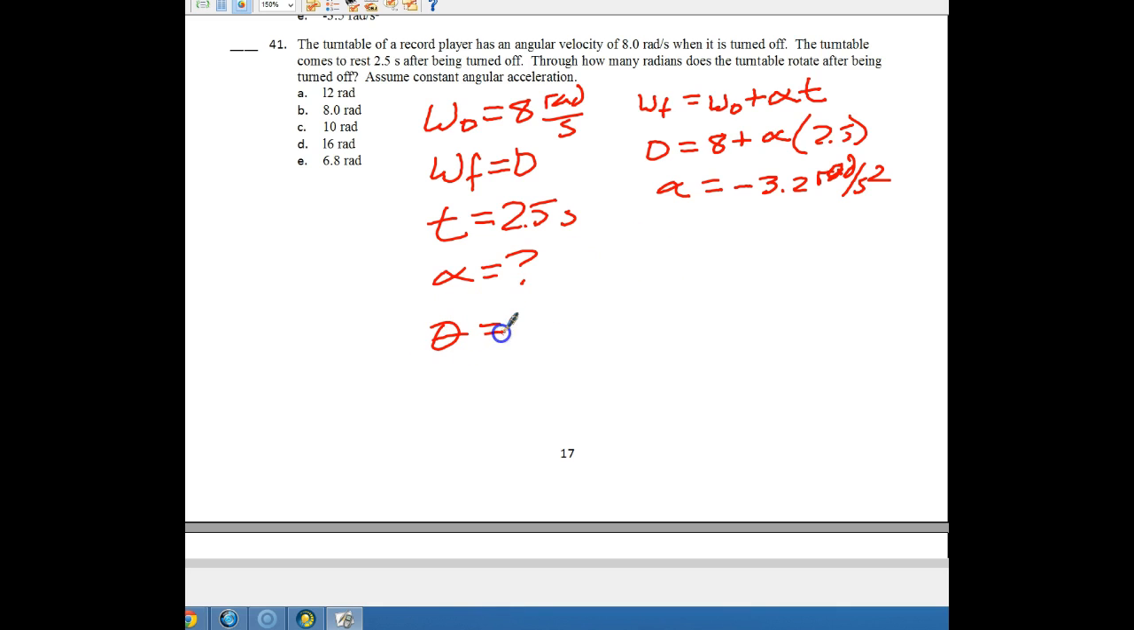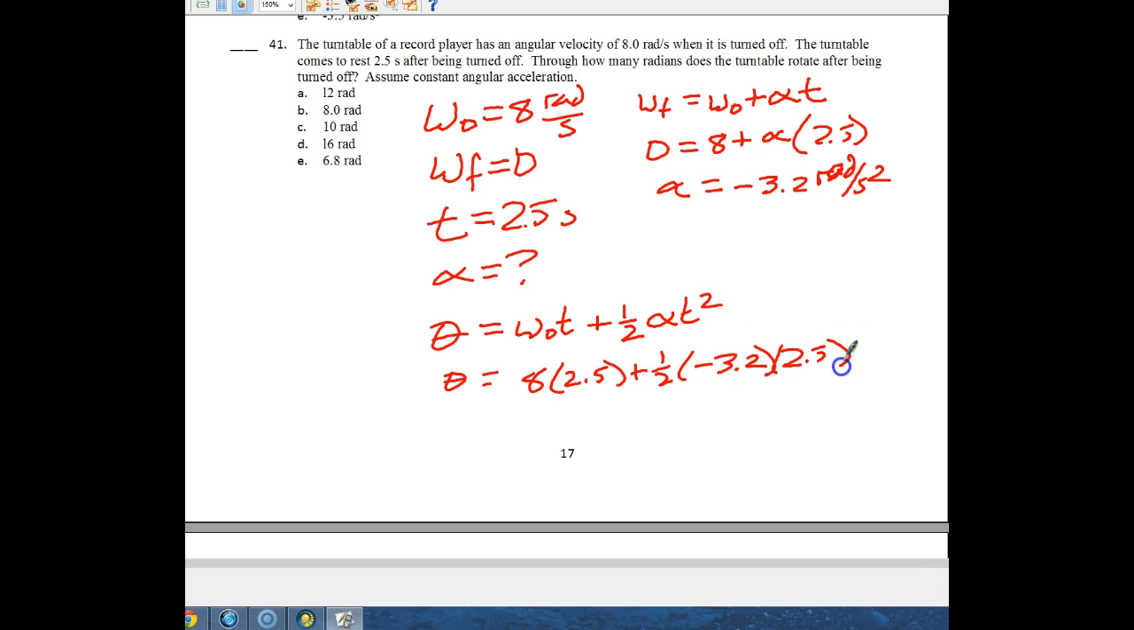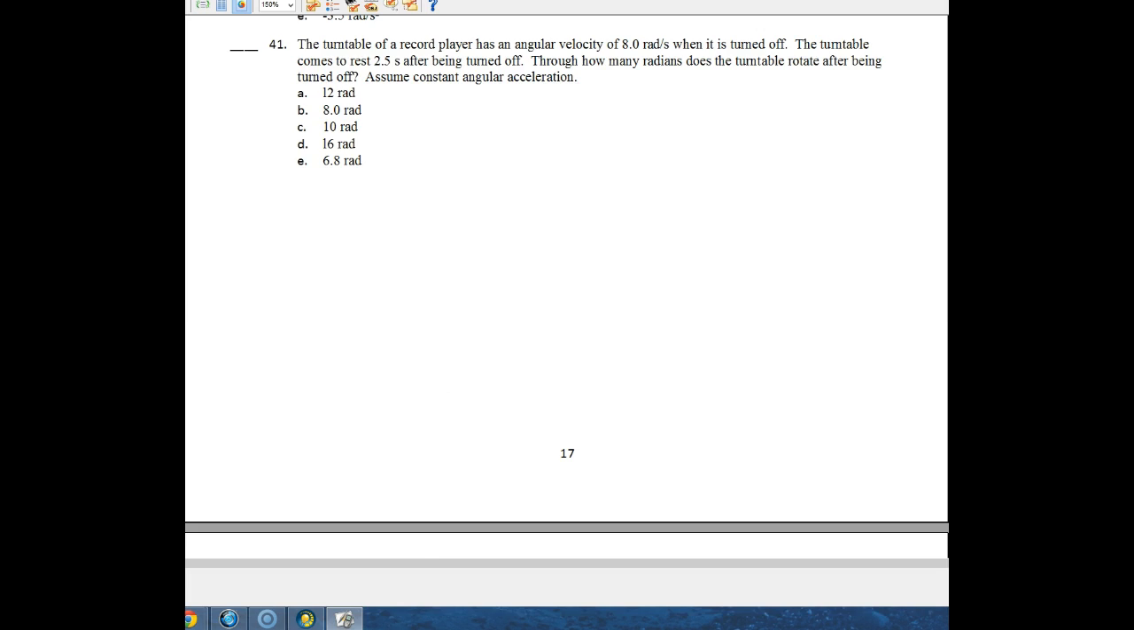Now we're going to use the equation. The angle should be equal to the original speed times time plus 1/2 of the angular acceleration times time squared. We're looking for the angle. We know that the original was 8. We do this over a period of time at 2.5 plus 1/2 times negative 3.2, and then our time again, which is 2.5, but we need to square it. In the end, when you're done, you should end up with a displacement of 10 radians in order to stop. That's number 41. Let's go ahead and take a look at the next question, which would be number 42.